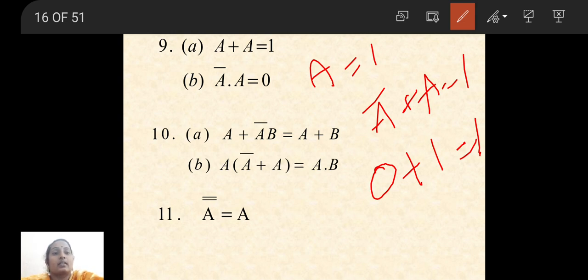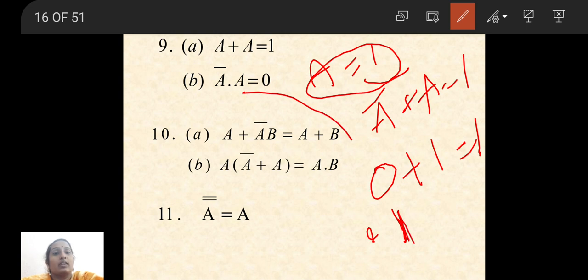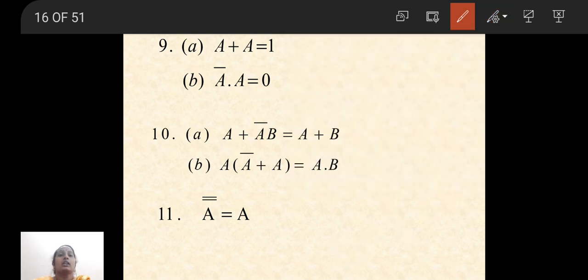Next, A into A bar. Now I consider A is equal to 1. If A is equal to 1, then A bar is equal to 0. What we are getting? 0 only. That means the complement of a particular variable multiplied with the same variable is equal to 0. Means B into B bar also is equal to 0, A into A bar also is equal to 0.